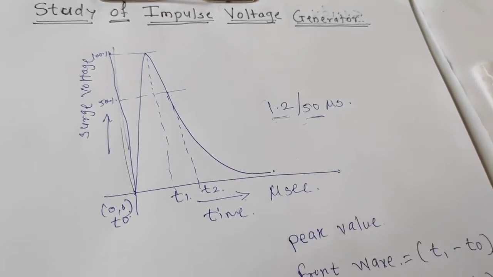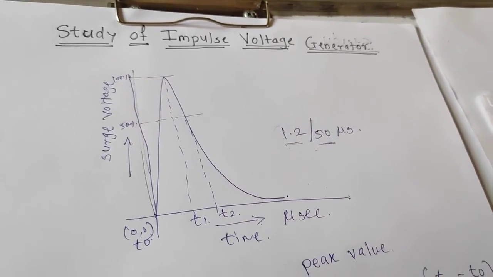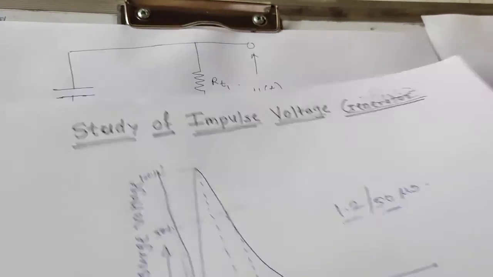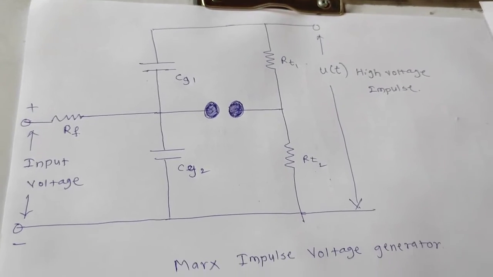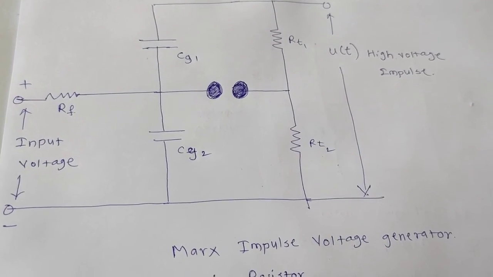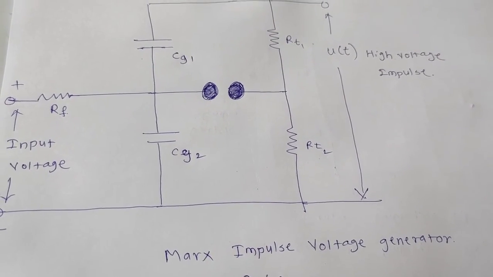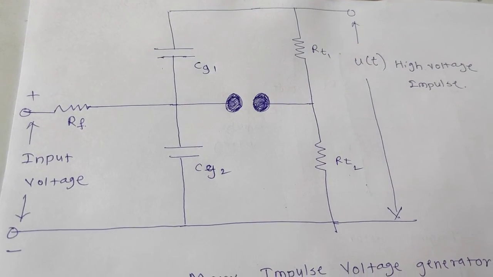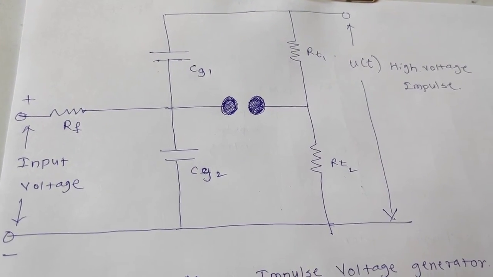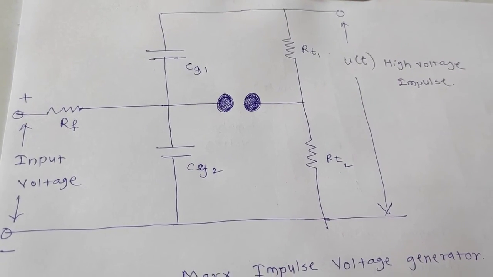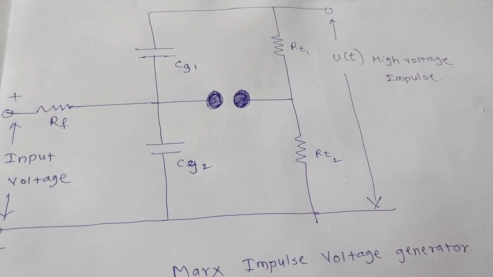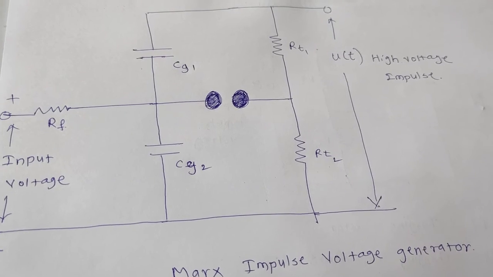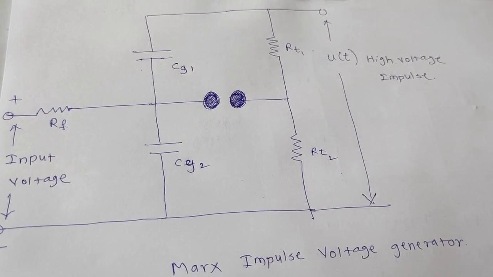Okay, so now let's see a single stage impulse voltage generator. This is a circuit diagram of the Marx single stage impulse voltage generator. Before starting, let's see what are the elements of this single stage Marx impulse voltage generator. Let us understand the operation of this simple circuit.